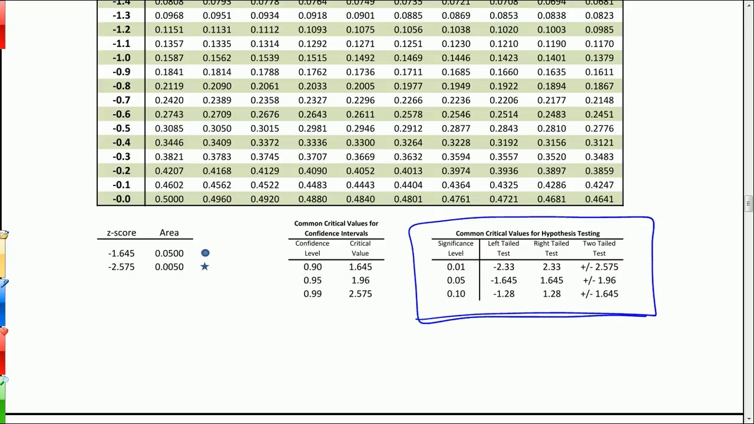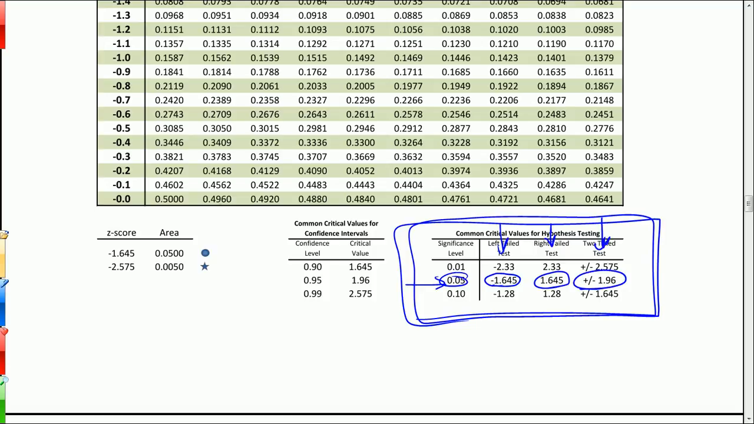It's right here. On that last example, we were at the 0.05 significance level, right? Here are my critical values. For a left tail test, we found it was negative 1.645. For a right tail test, positive 1.645. For a two-tailed test, plus or minus 1.96.